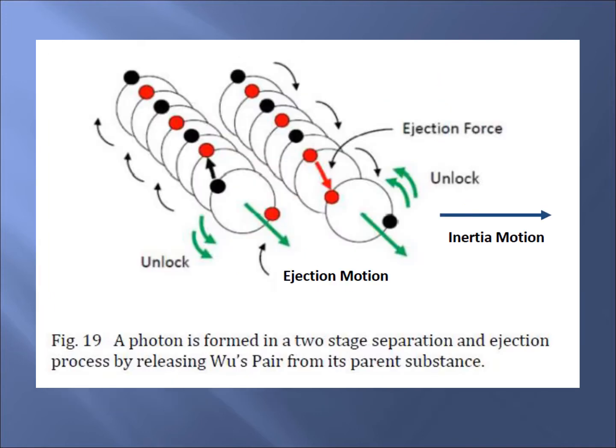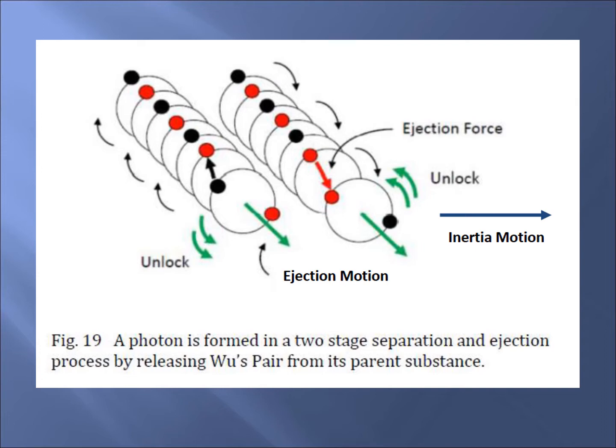Photon emission involves two-stage processes. First stage is the separation process of the photon from its parent substance. The separation force is equal to the string force. Second stage is the ejection process of the photon from its parent substance.